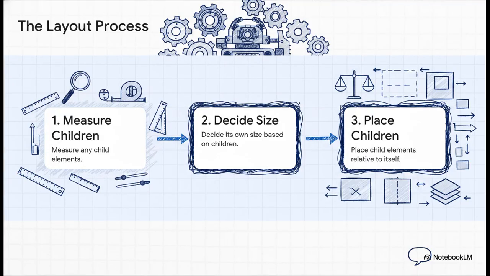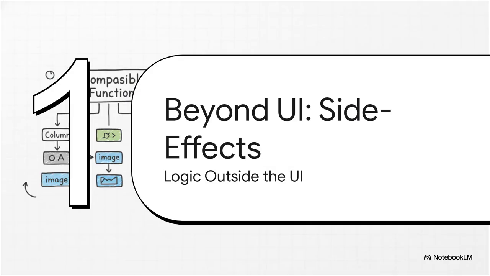And this whole process is incredibly efficient. Under the hood, Compose doesn't waste any time. For every single UI element, it follows a strict three-step process. It measures its children, then it decides its own size based on that, and finally, it places the children. It's a single, optimized pass through the UI tree. No wasted work. So, building UIs that react to state, we got it.